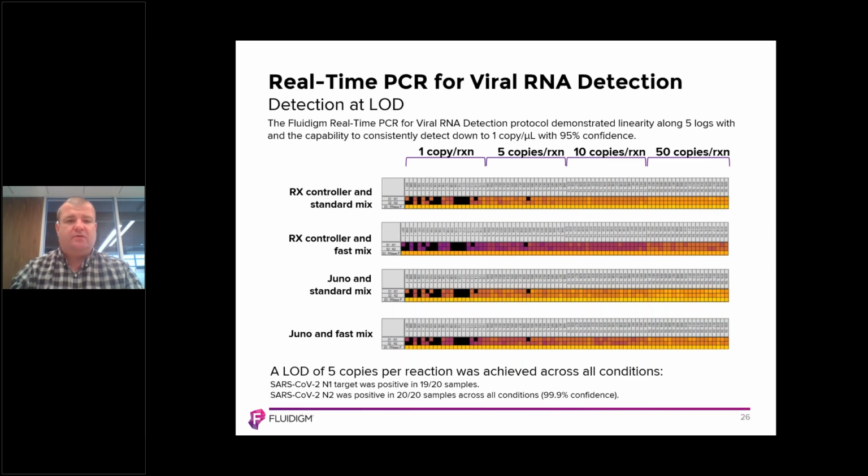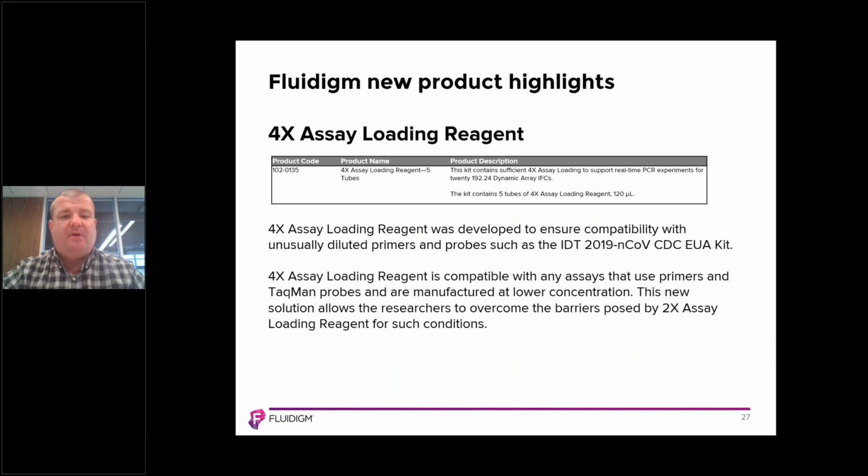To support this new protocol, we have launched, as part of the kit, a new assay loading reagent, the so-called 4X assay loading reagent. If you're an existing customer and you want to use our new protocol, make sure that as part of the ordering, you order the 4X assay loading reagent. The reason that we did this was that it is compatible with any of the assays, primers and probes that are manufactured at lower concentrations, such as the IDT 2019 novel CoV-2 assay.